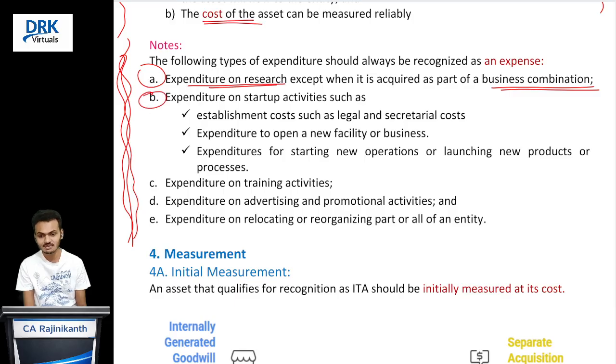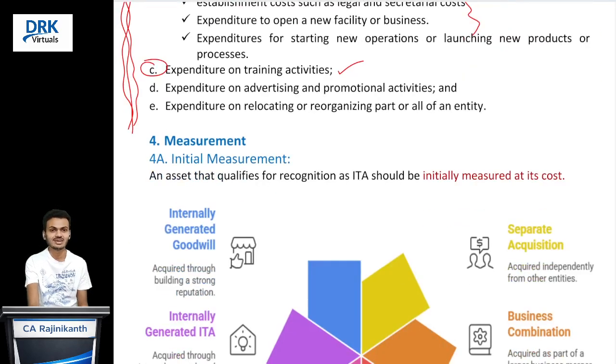And next one is expenditure on startup activities. These are initial inauguration type expenses that we should not capitalize. Expenditure on training activities, we already discussed with a good example. Training costs we should not capitalize. Expenditure on advertising and promotional activities, they are operating in nature, so we charge to profit and loss account. Expenditure on relocation or reorganizing part or whole of the entity, operating in nature, charge to profit and loss account, right?